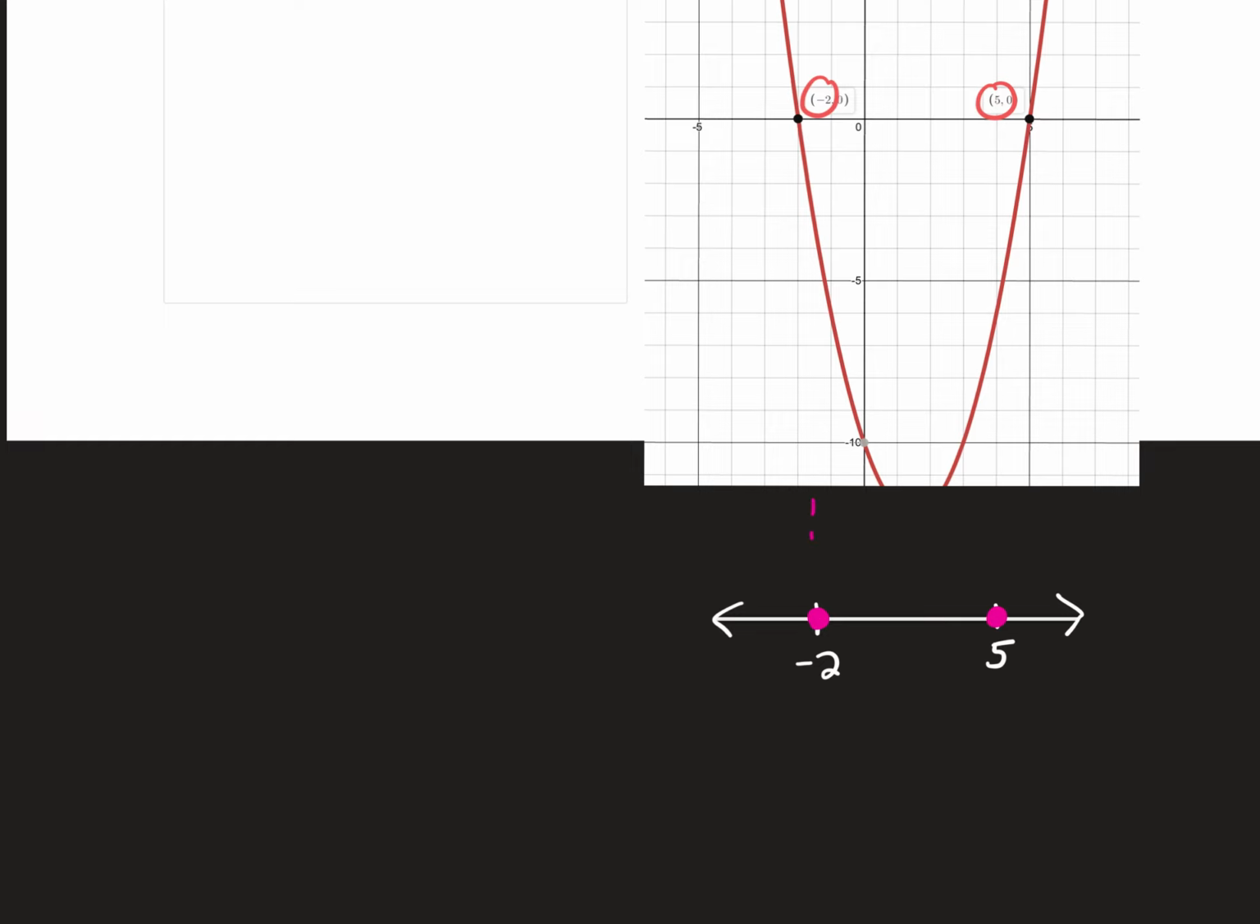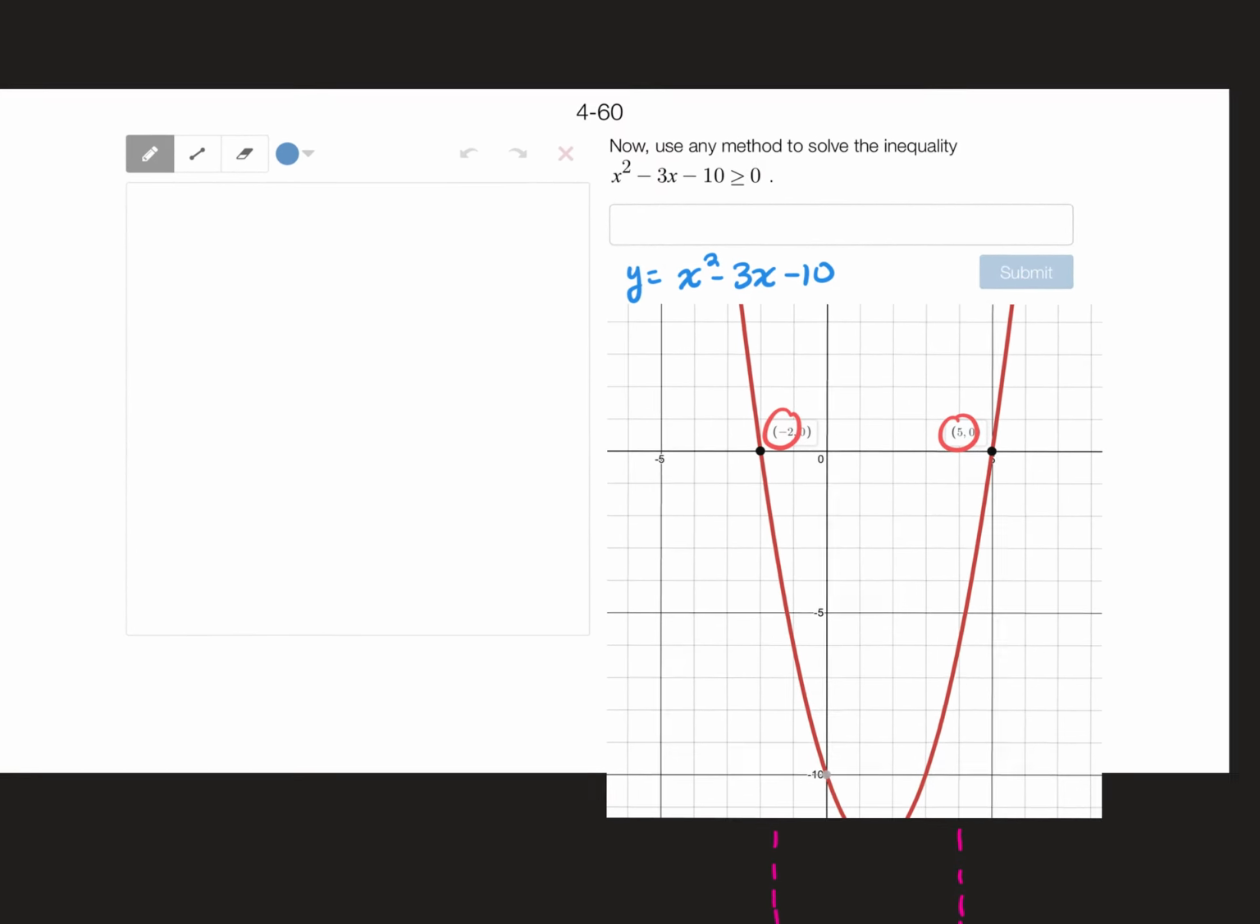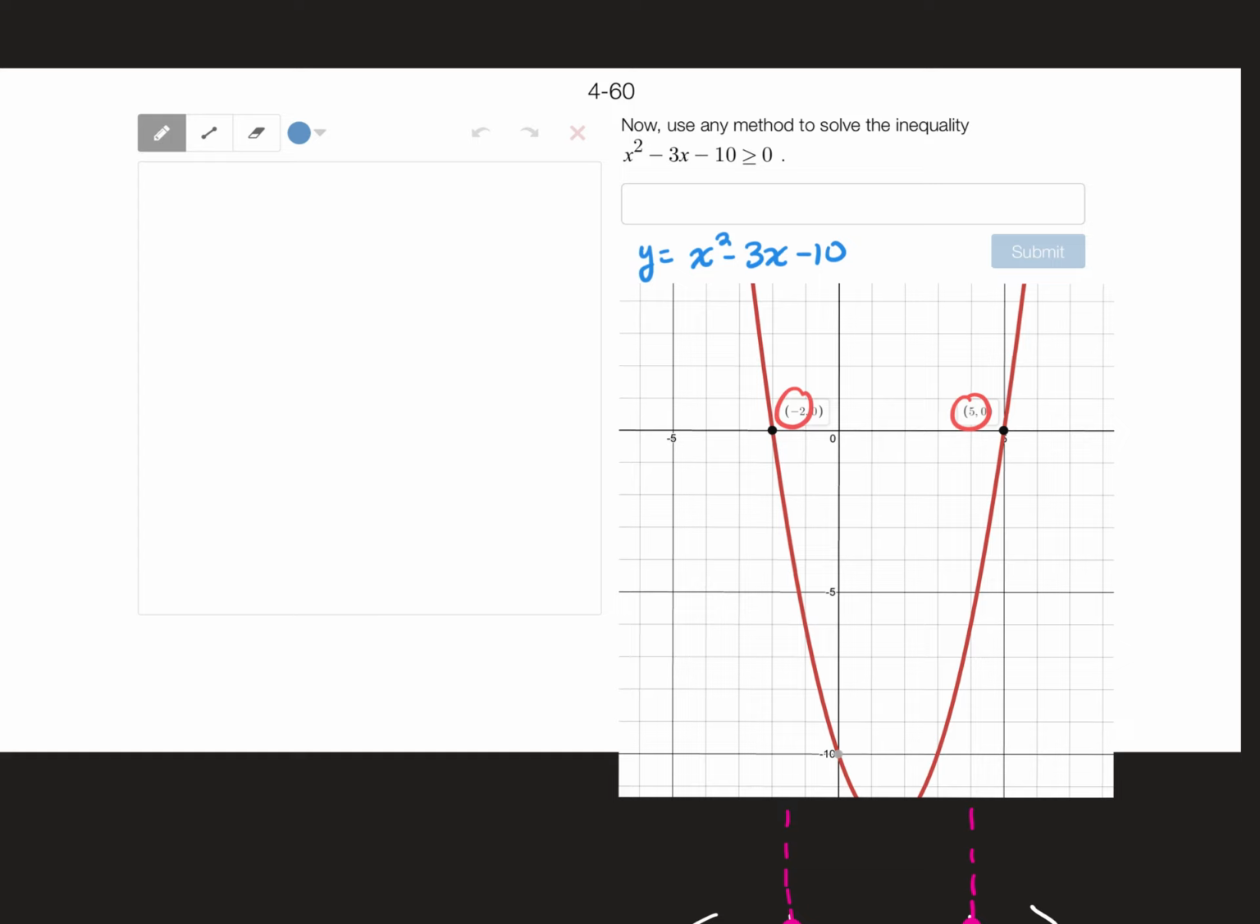And then it separates my number line into my 3 regions. Sometimes there will be more than 3 regions. Sometimes there might be just 2 regions. But we have 3 regions here. Now, before I go testing values here, I want to go back up to the top, and I'm going to try to solve by using the other method, the algebraic method.